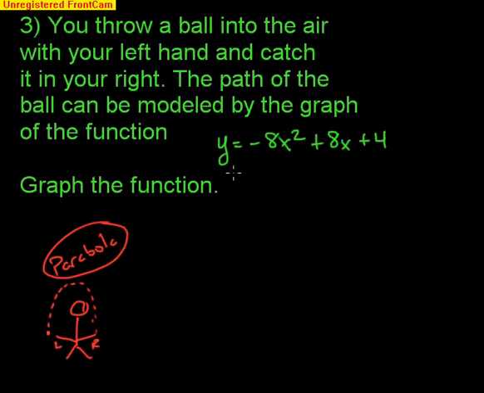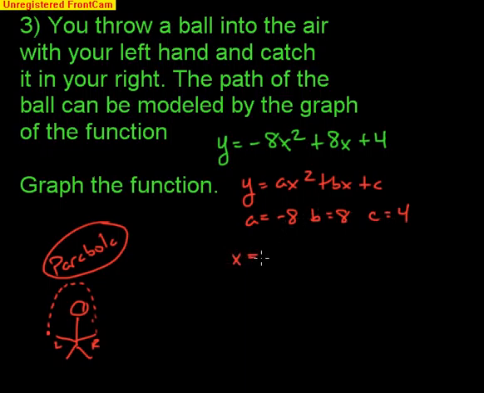Here's my equation. First thing is to make sure it's in standard form, which I believe it is. Standard form again, y equals ax squared plus bx plus c. It is. A is negative 8, b is positive 8, and c is 4. So we need to find the vertex first. To find the vertex, we use the opposite of b over 2a. The opposite of b is negative 8, and a is negative 8. 2 times negative 8 is negative 16. When you put this in the calculator, you will get positive a half.